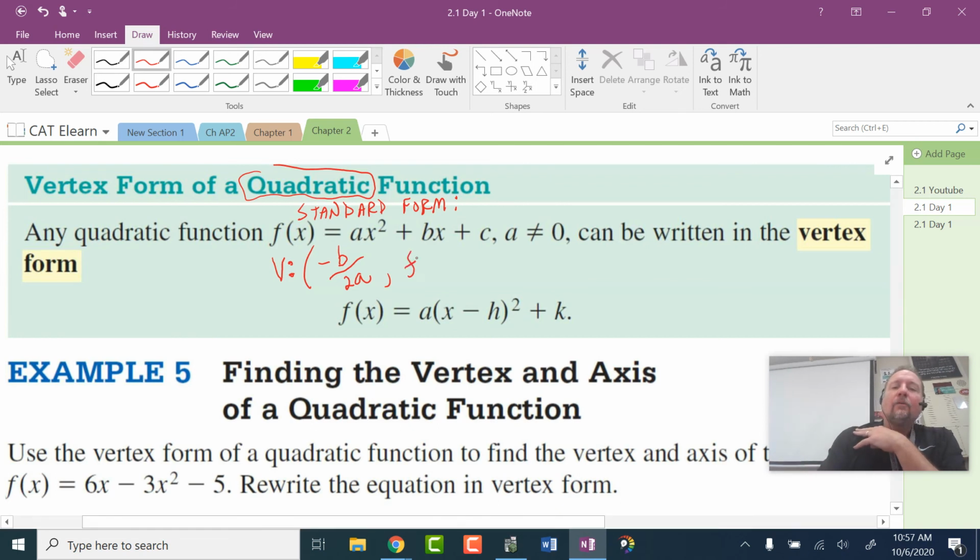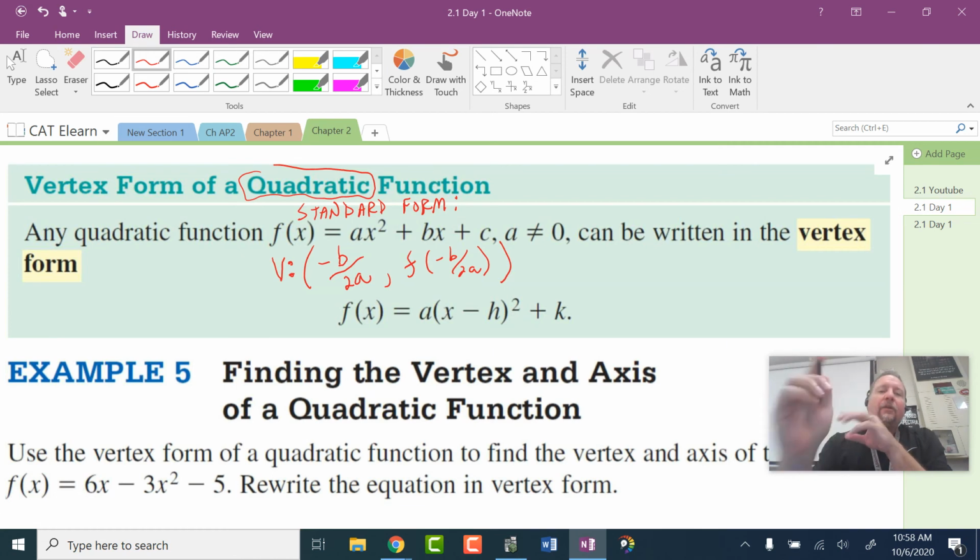Comma, f of negative b over 2a just means plug in that number. So you just plug in whatever you get for the x value and plug it in for y. So that is what you need to know for standard form.